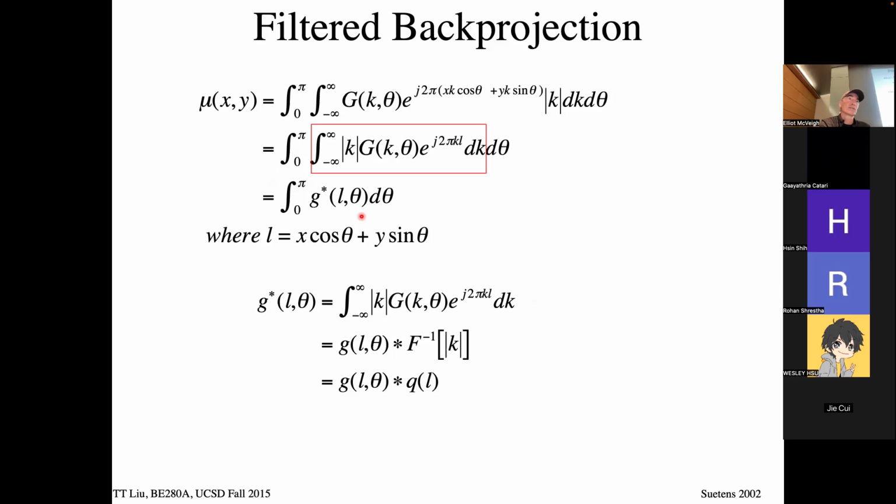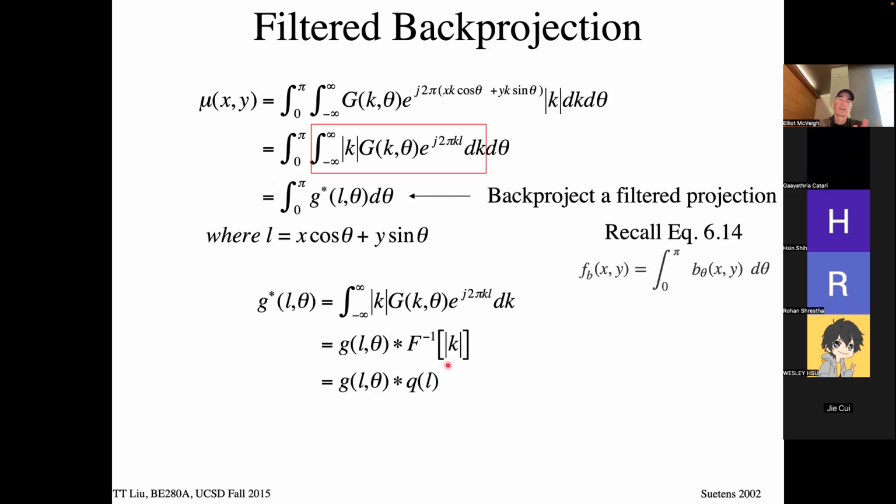Back projection of GL theta produced that object that was similar to, but was not our object. Back projection of G star L theta will produce the object, right? And the difference is G star L theta is our data, GL theta, convolved with this thing, by the convolution theorem. Remember a few slides ago, we had that back projection was just the integral of all those b thetas xy over theta. That's essentially this guy right here.